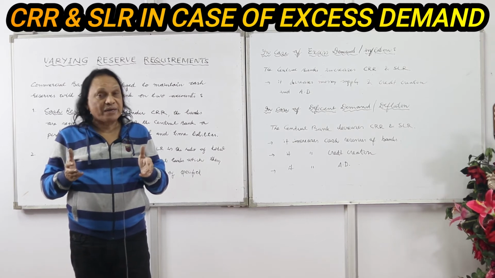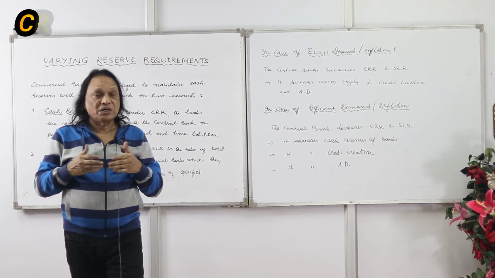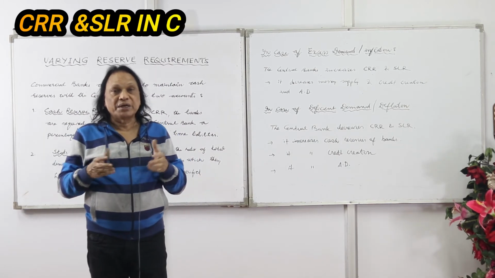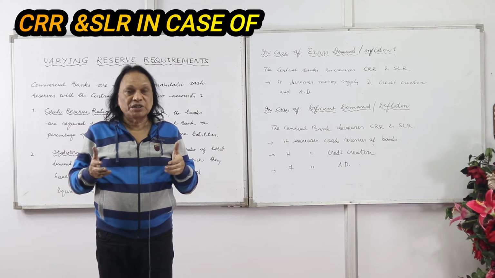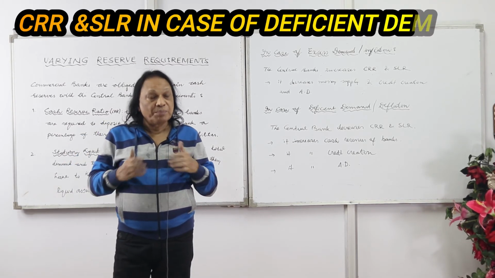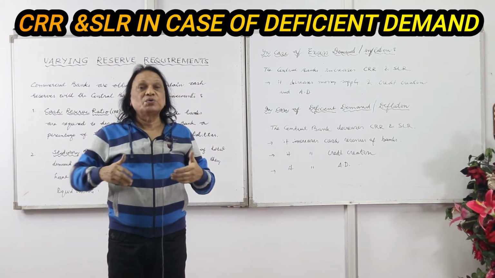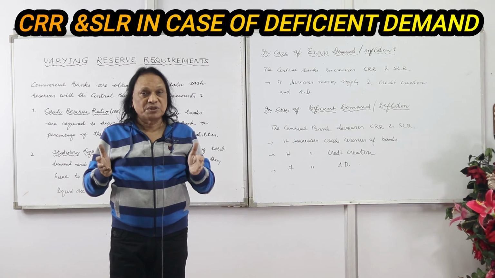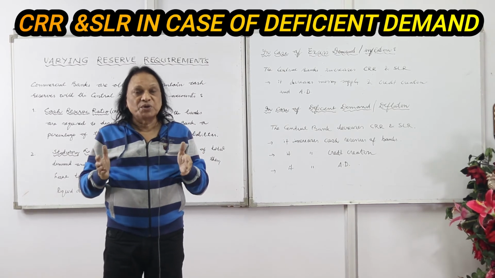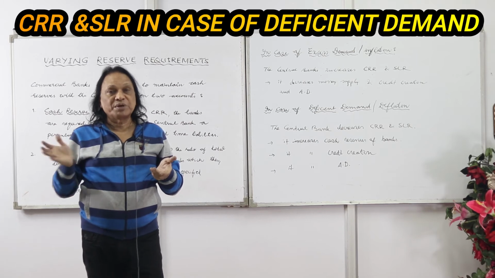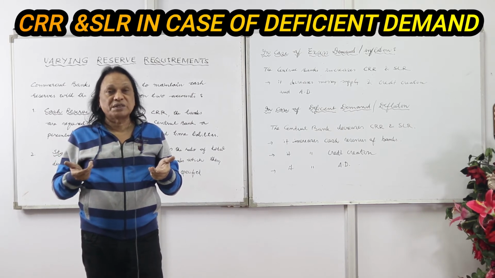What does the central bank do when there is deficient demand or deflationary gap or depression or recession in the economy? In case of deflation or recession in the economy, what does the central bank do? The main purpose of the central bank is to control recession, not depression. Output is coming down, incomes of the people are coming down, production is coming down. It is leading to underemployment equilibrium because the employment level is coming down. What does the central bank do?